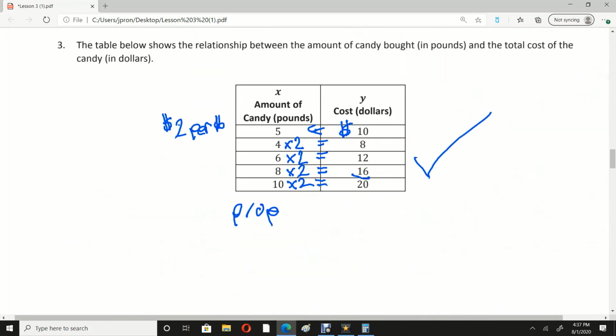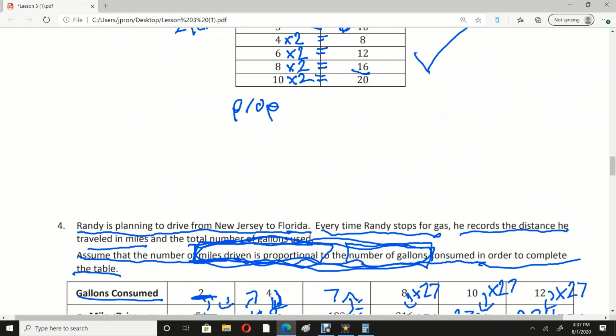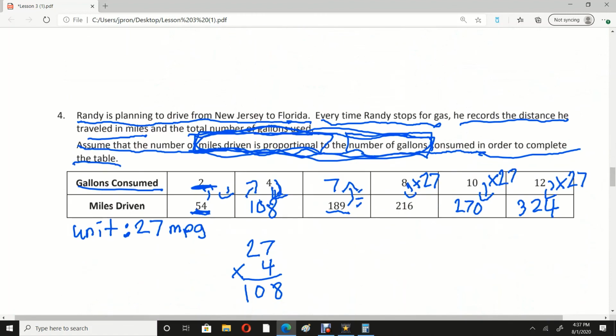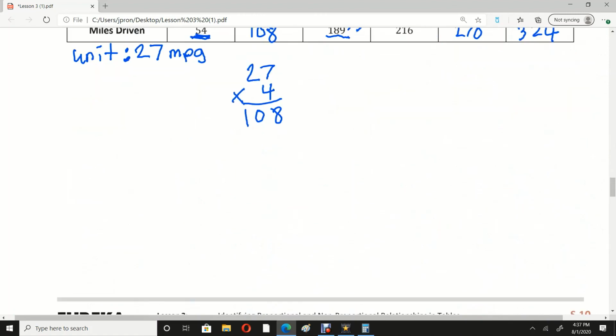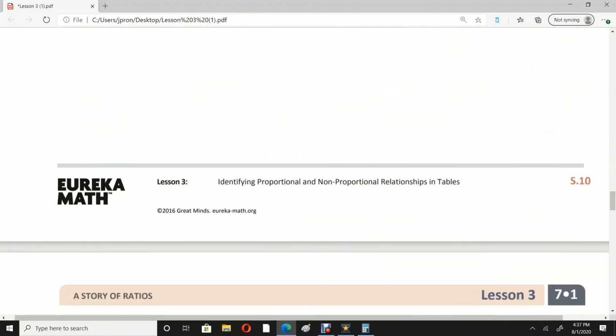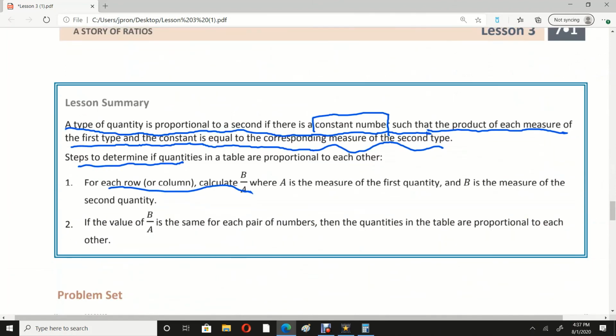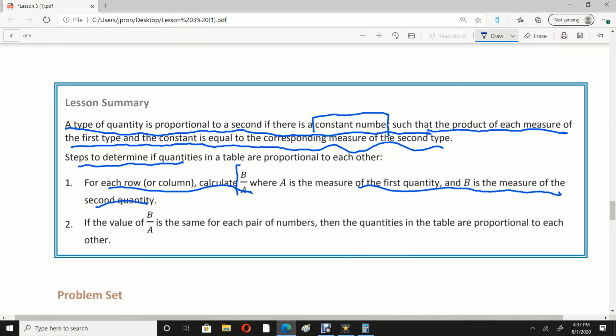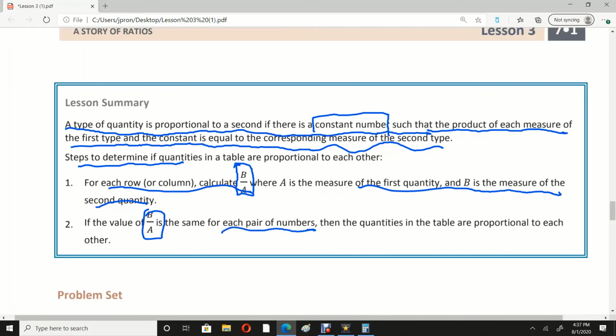All right, let's continue with the lesson summary and get done with this lesson and move forward to the problem sets. Okay, very good. Where A is the measure of the first quantity, B again, just A and B are two different quantities, and you calculate your constant by putting one over the other, all right? If B over A is the same for each pair, right? It has to be for each pair of quantities. The table is proportional. All right, great.